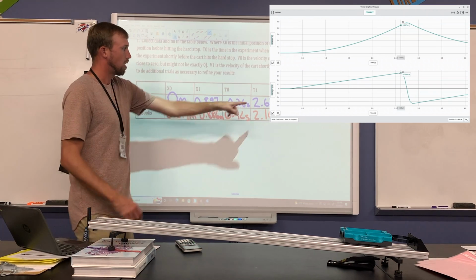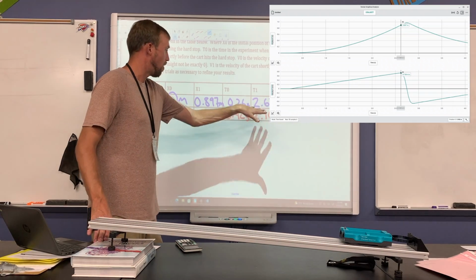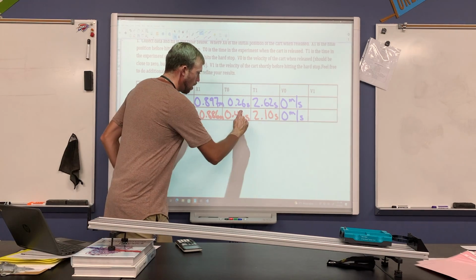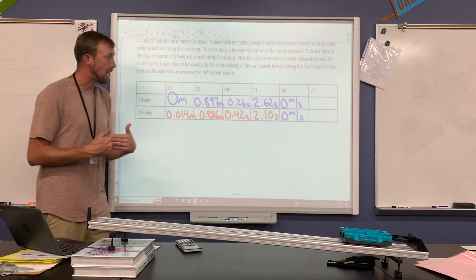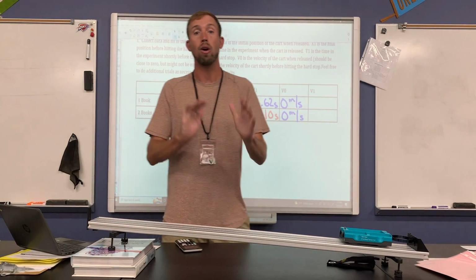Now you may notice it's taking more time to get down the track when it's angled up with just one book than it does with 2 books. That's likely because it's going to be faster with 2 books. Okay, so now that I have my data, this is what you can use to complete the analysis on your own.